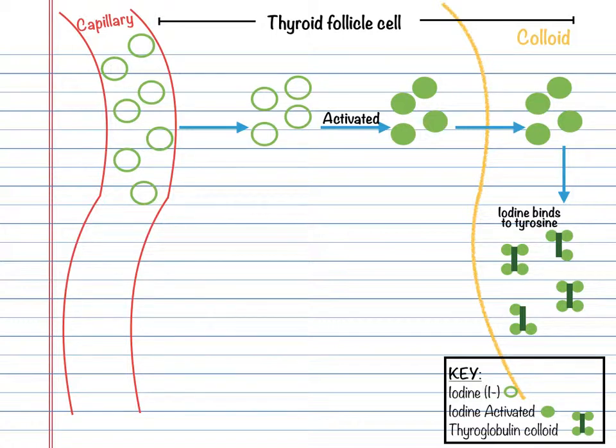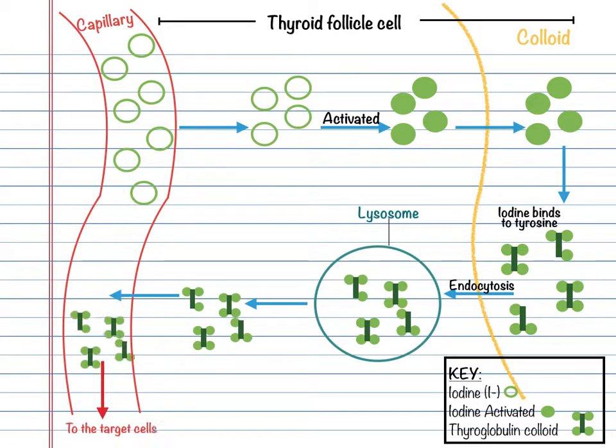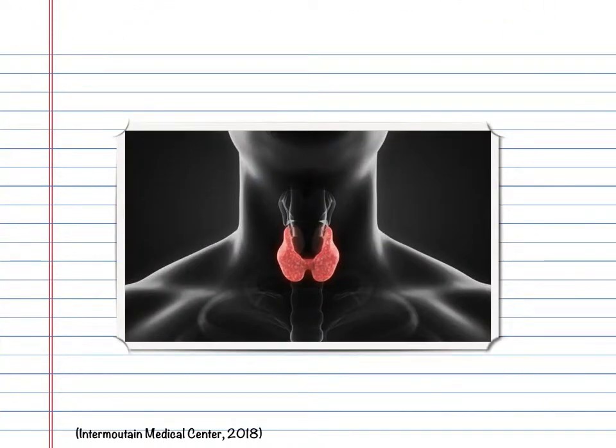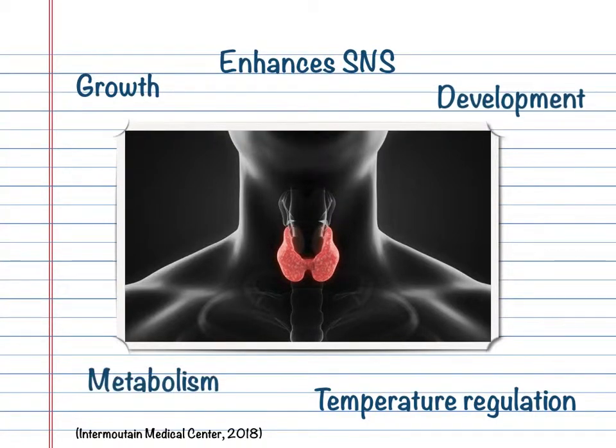The hormone thyroxine, or T4, contains 4 iodide ions, whereas triiodothyronine, or T3, contains 3 iodide ions. When these hormones need to be released into circulation, they are endocytosed and combined with a lysosome enzyme which cleaves the T4 and T3 from the thyroglobulin colloid, allowing the hormones to diffuse into the bloodstream. Thyroid hormone T3 and T4 affect nearly every cell in the body by binding to target cell receptors and are important for normal growth, development and metabolism.